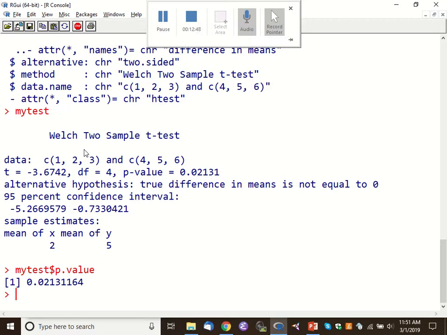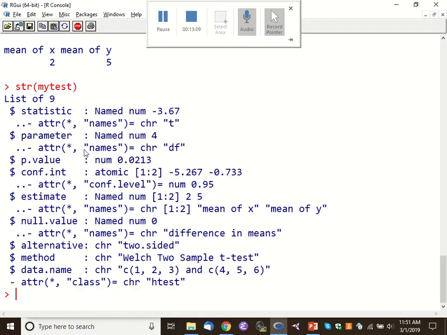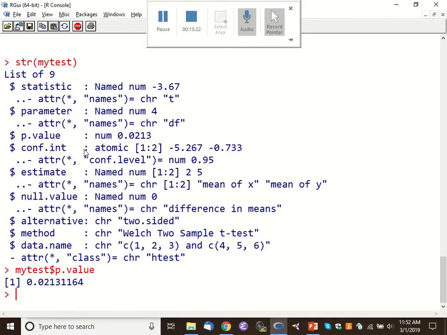Everyone see that? I see some frowns. So what's str? Oh, str is structure. When you have a complex data structure, it can tell you what the insides of it are. So my test was what returned from the t-test, and when I ran str on my test, it showed the guts of it. Basically, what are the named elements of the list that comes back. So when I looked at my test $p.value, I was able to pull just the p-value out of that structure returned by the t-test.